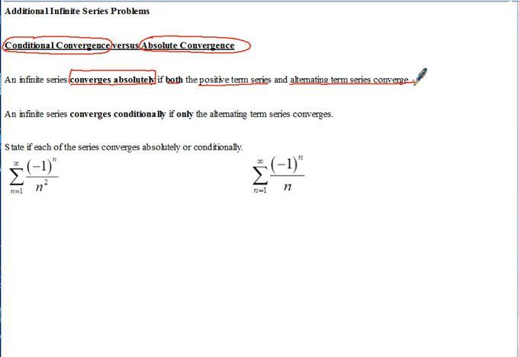However, sometimes the alternating series will converge, but not the same series if it wasn't alternating, referred to as the positive term series. So an infinite series converges conditionally if only the alternating term series converges, but not the positive term series. So let's take a look at a couple examples of this. State if each of the series converges absolutely or conditionally.